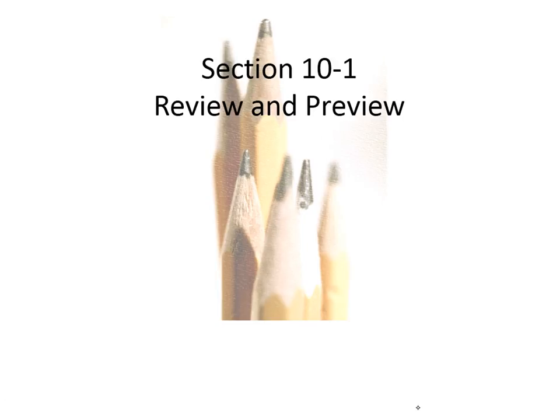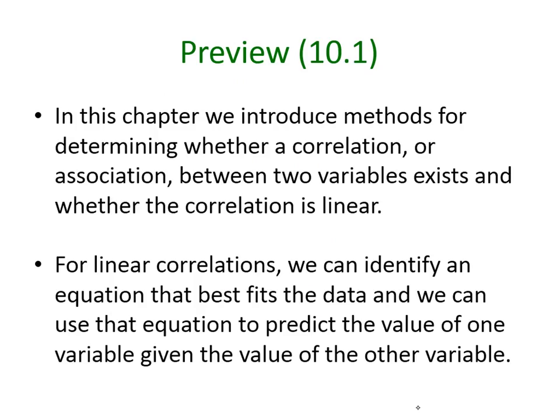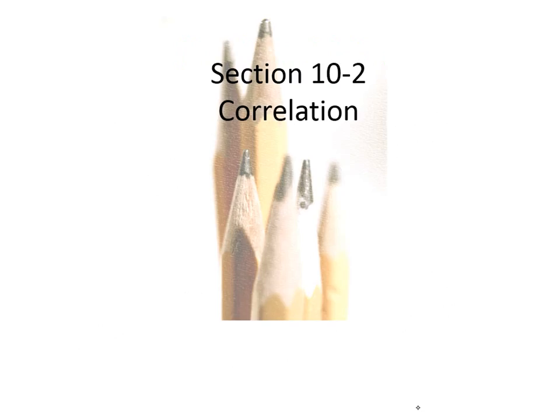All right then. Chapter 10 then. First of all, just kind of previewing where we're going. In this chapter, we introduce methods for determining whether a correlation or an association between two variables exists and whether that correlation is linear. For linear correlations, we can identify an equation that best fits the data, and we can use that equation to predict the value of one variable given the value of the other variable. So trying to look at data that's coming in and seeing if there is a linear association between those.